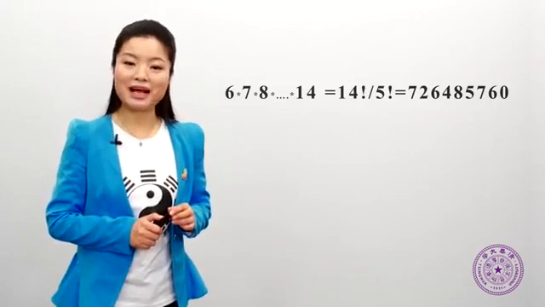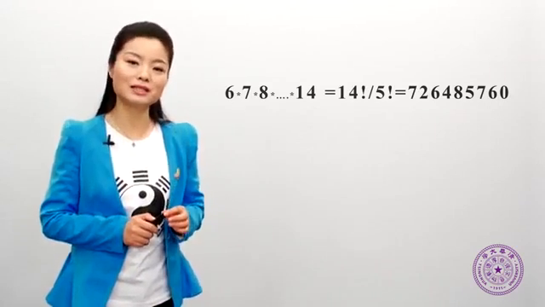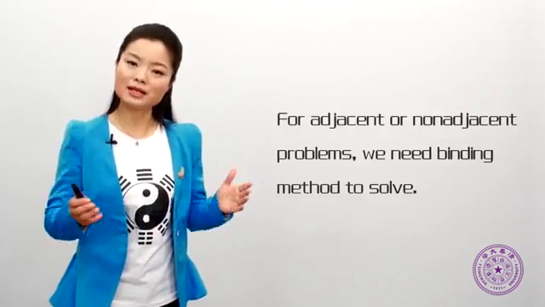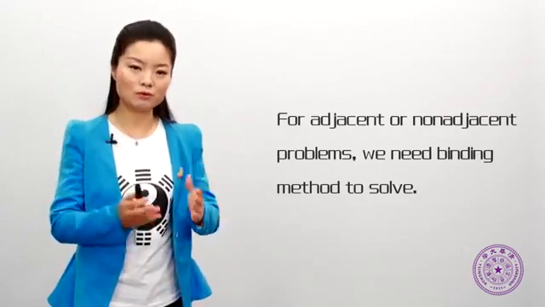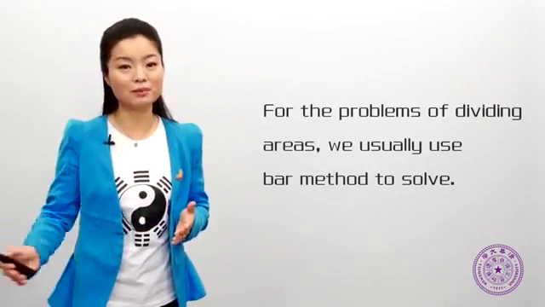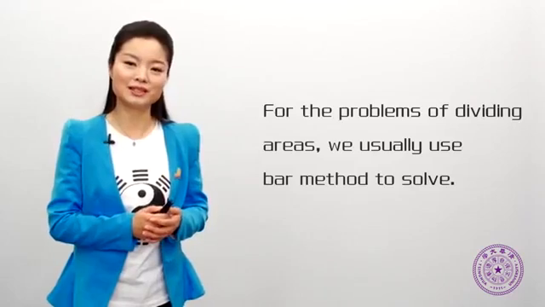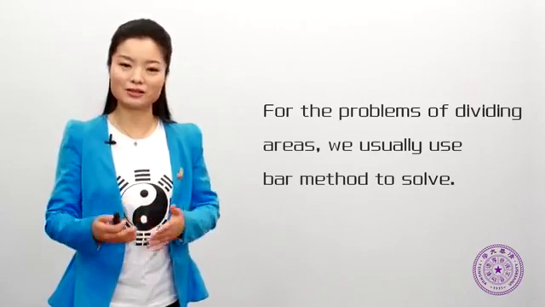So we found that although the concept of permutation is simple, there are a lot of skills there. For problems with limitation of adjacency, we need to bind some elements together. For problems with multiple areas, we usually use the bar method. Of course, there are many other methods. Hopefully, after practicing, we could find more skillful methods. Next time, we will introduce more methods for combinations.